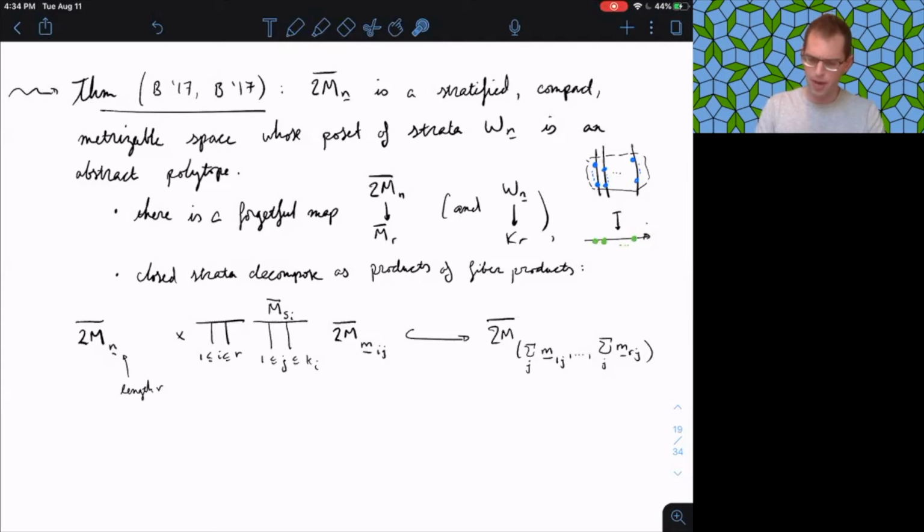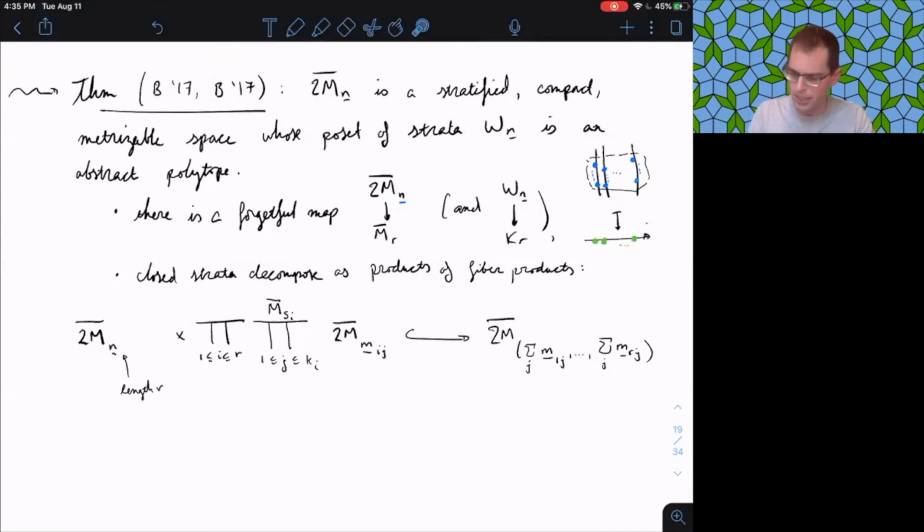Before that, let me tell you a theorem which encapsulates these properties that I mentioned in response to Guillaume's question a minute ago. In 2017, I showed that these things are stratified, compact, metrizable spaces whose posets of strata, which I call W sub n, is an abstract polytope. And here I'm writing down things that I've told you already, that there's a forgetful map from 2M_n bar down to M_r bar, where again r is the length of n. And similarly on the level of the posets of strata. The way that this works is very simple.